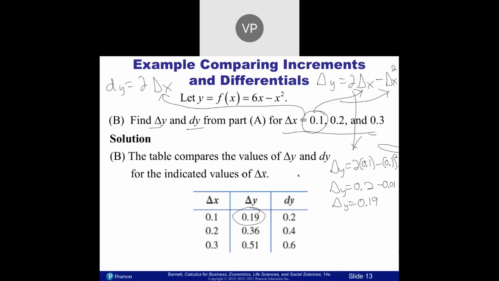That right there. Now whereas dy, when I plug in the 0.1, remember they're giving us this right here. So I take 2 times 0.1, and you see we get a 0.2.